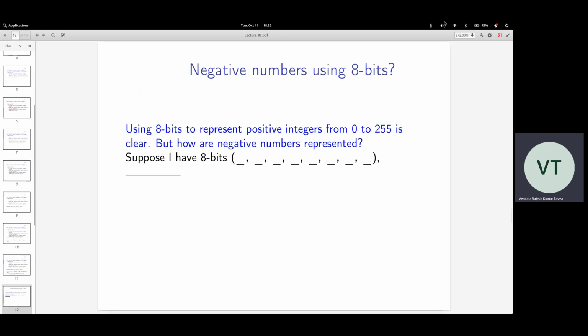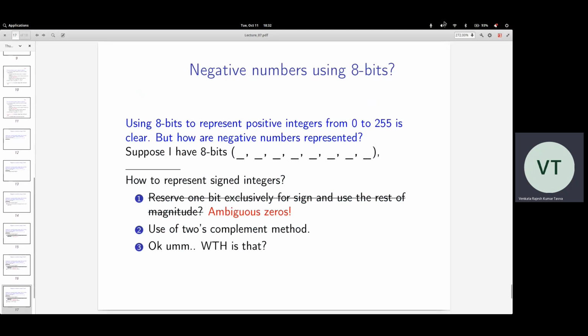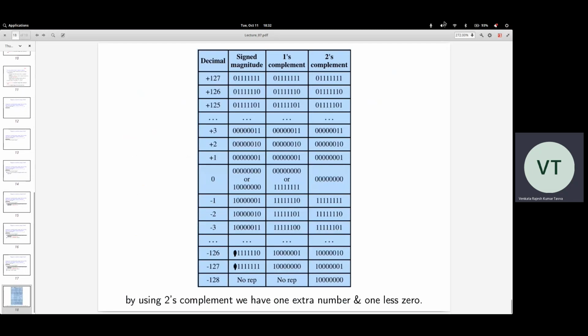Now, negative numbers using 8 bits. How do I represent signed integers? Reserve 1 bit exclusively for sign and use the rest for magnitude. What about ambiguous zeros? Plus 0, minus 0, you have 2 representations. What about that? You need to use 2's complement method. What the hell is that?